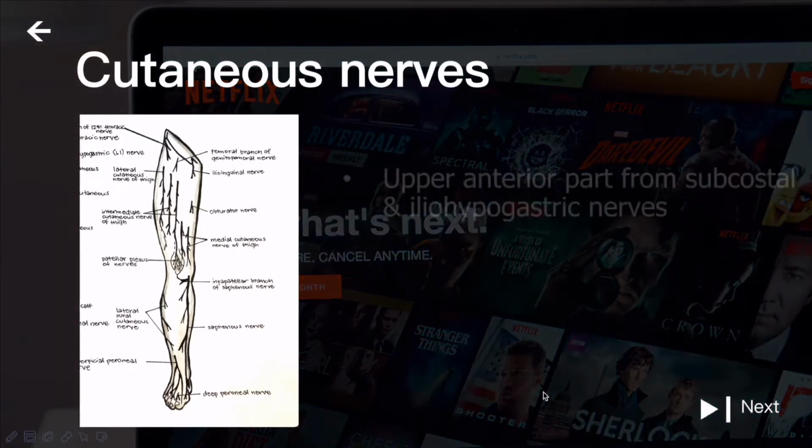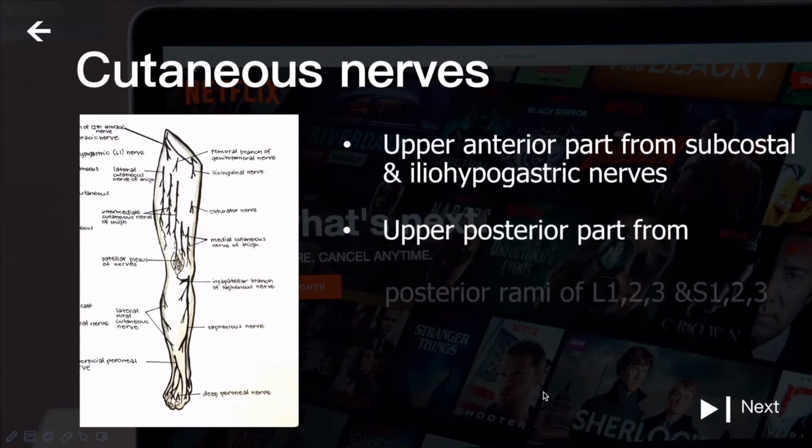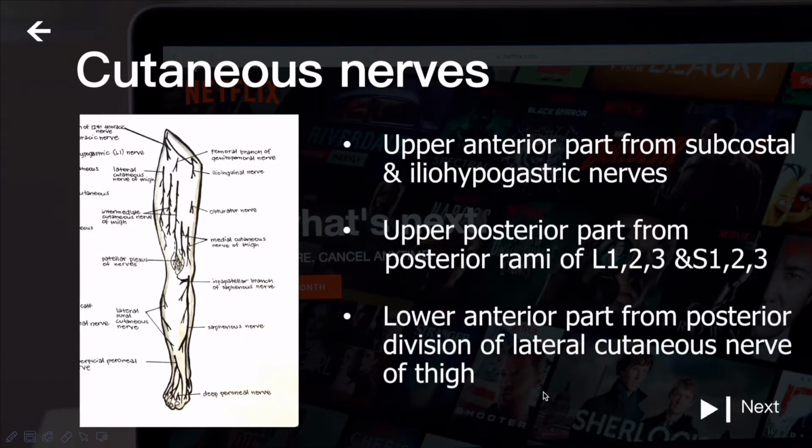Under the gluteal region, we have cutaneous nerves: the upper anterior part from the subcostal and iliohypogastric nerves, the upper posterior part from the posterior rami of L1, 2, 3, and S1, 2, 3, and the lower anterior part from the posterior division of the lateral cutaneous nerve of the thigh. Simply, the cutaneous nerves are nerves that provide nerve supply to the skin.